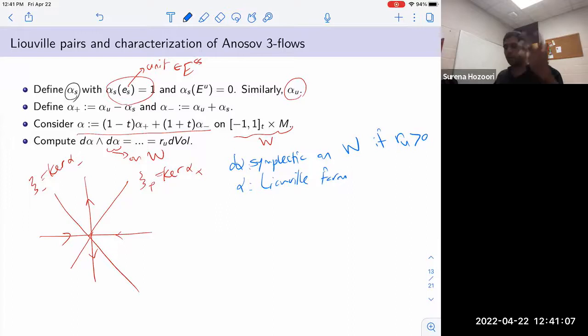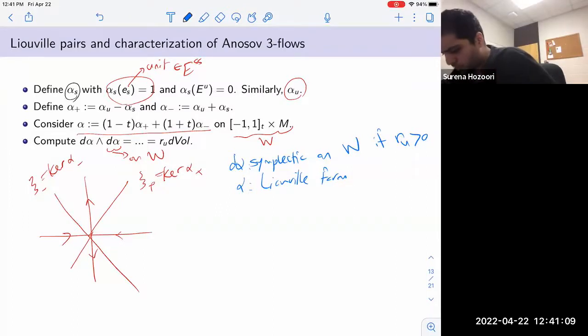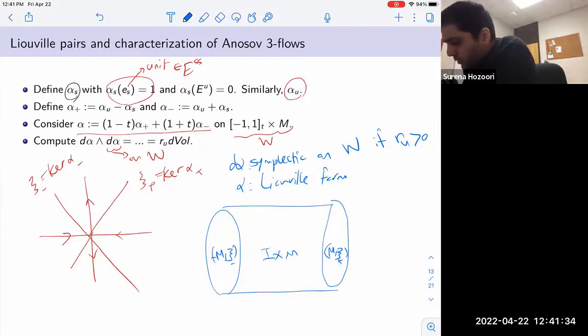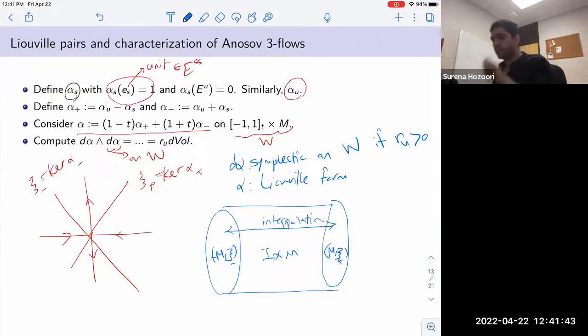Okay. So just to give you a picture, maybe a better picture is to have this in mind. Consider this as M, with an interval across M. Look at one boundary component as M equipped with C plus, and the other boundary component as minus M equipped with C minus. And now I'm doing some sort of linear interpolation between these two. And I want this linear interpolation to be a Liouville form.